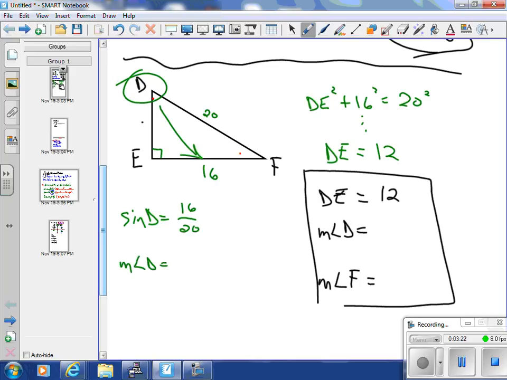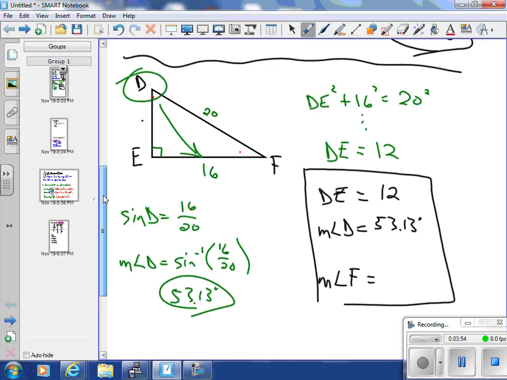This is how you do inverse. This is why you do inverse. You don't know the angle, but you know that sine is equal to 16 over 20. So for the angle whose sine is 16 over 20, we type in simply sine inverse of 16 over 20. Make sure you're in degree mode for that, or it isn't going to work. Approximately 53.13 degrees. So that's what the measure of angle D is here.